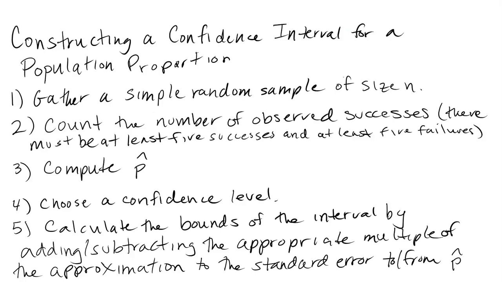If you're constructing a confidence interval for a population proportion, you gather a simple random sample of size n, you count the number of observed successes, and you have to verify that there are at least 5 successes and at least 5 failures in the sample. If there aren't, then that normal distribution that we were using isn't necessarily valid. You compute p hat by taking the number of observed successes and dividing by the sample size. P hat is just x over n. You choose a confidence level. 90%, 95%, 99% are the most common. And then you calculate the bounds of the interval by adding or subtracting the appropriate multiple of the approximation to the standard error to and from p hat, creating the bounds of the interval.